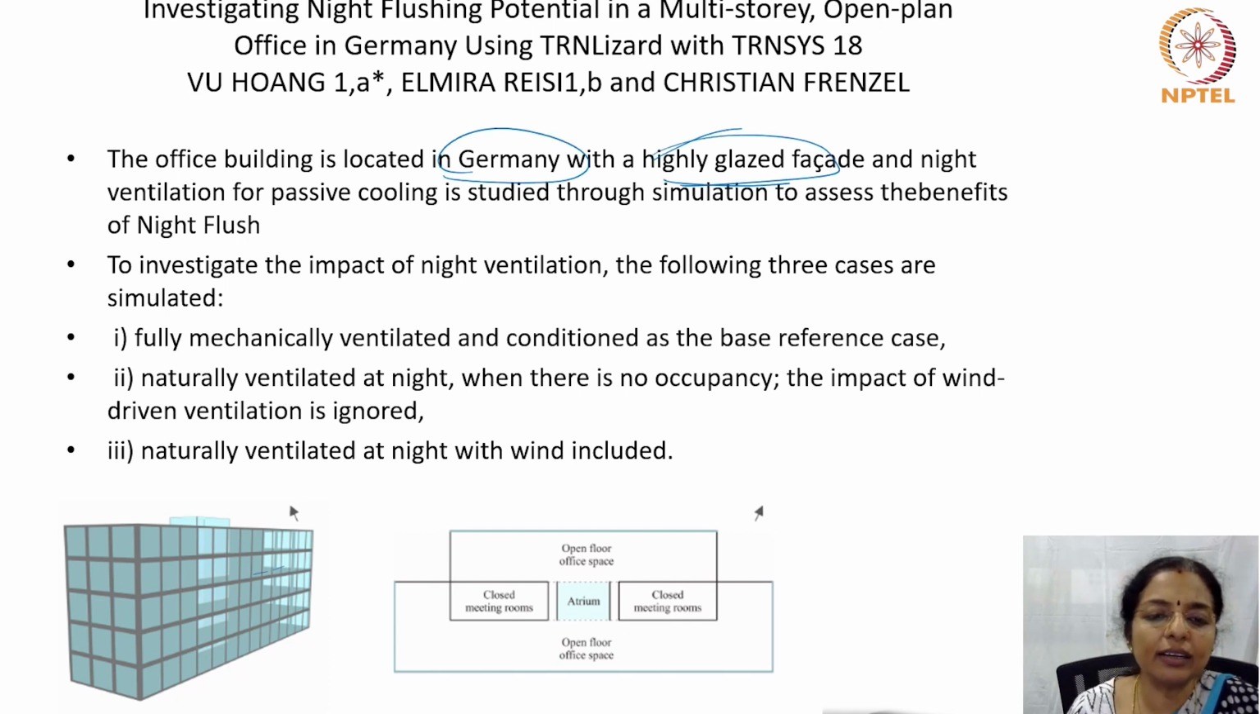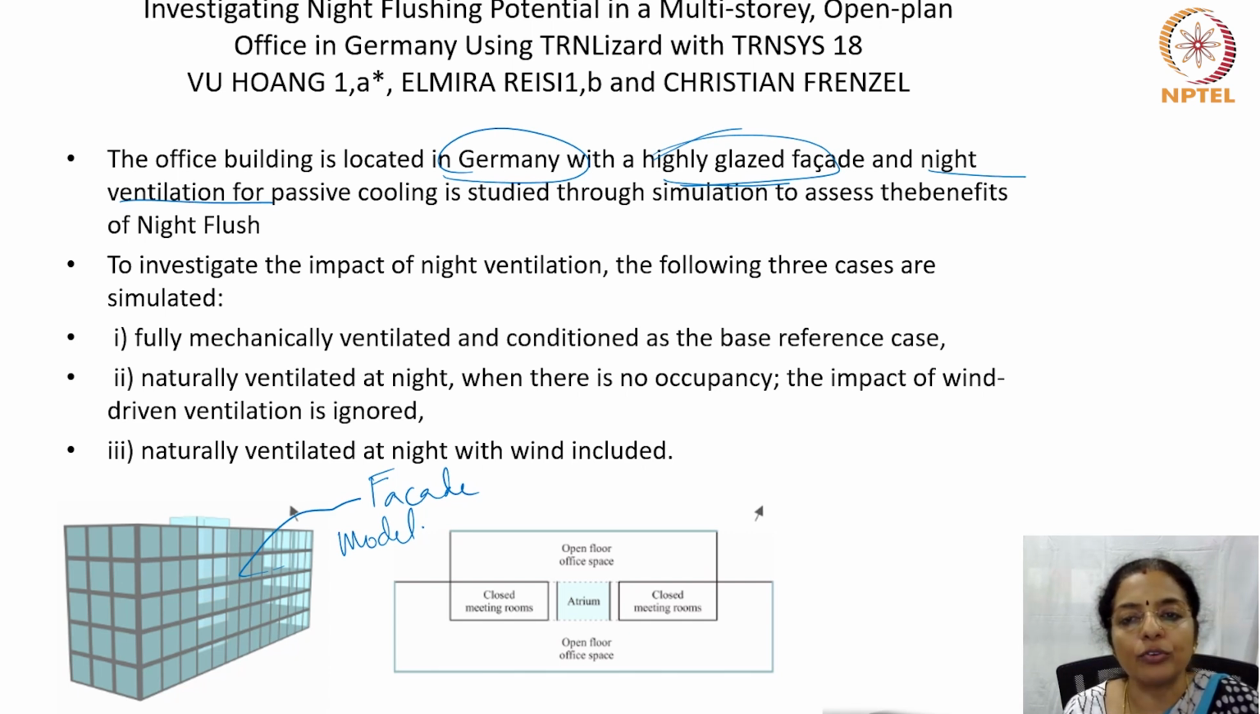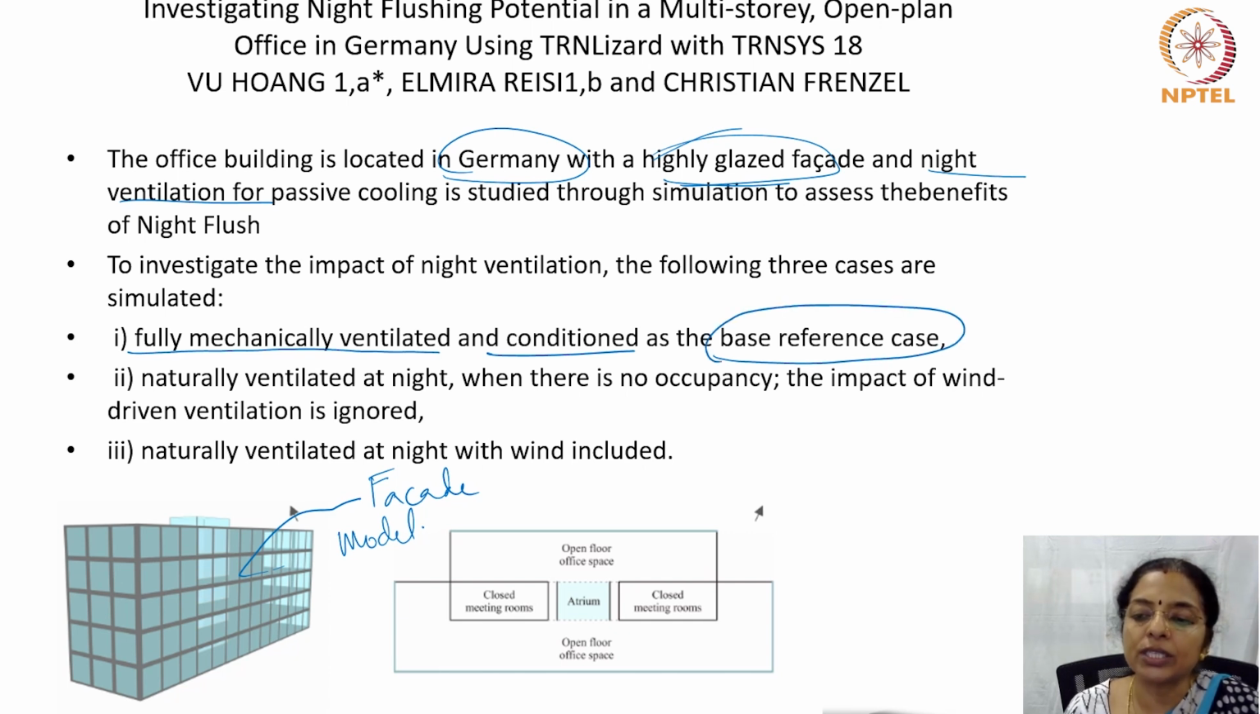So this is the facade or the model of the building, on which analysis was done for night ventilation for passive cooling through simulation to assess the benefits of night flush. To investigate the impact of night ventilation, three cases were studied. What happens if the building is fully mechanically ventilated and conditioned? This is called the base reference case, against which the results of the other cases are compared.